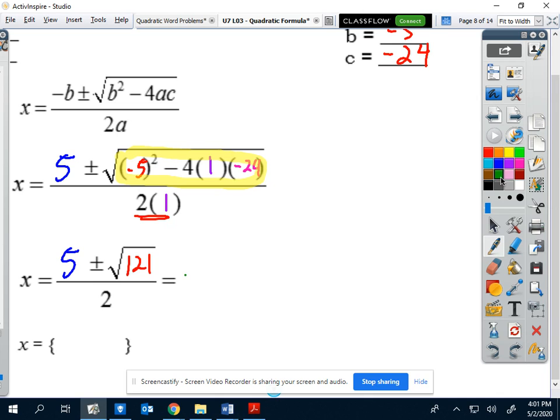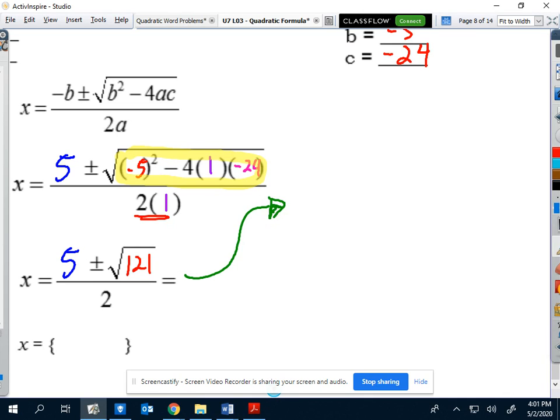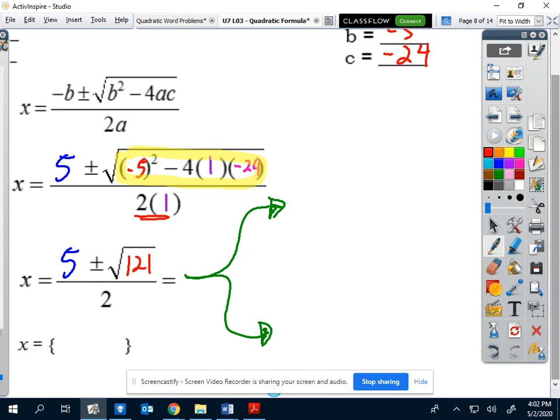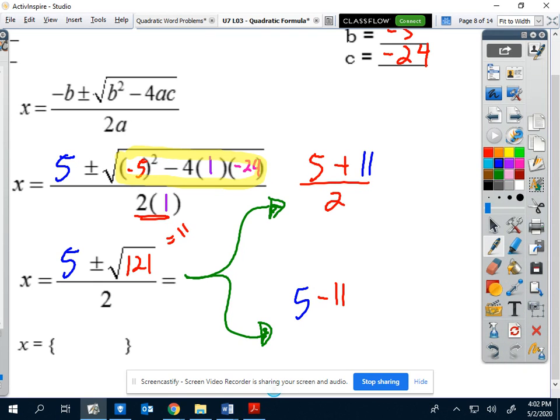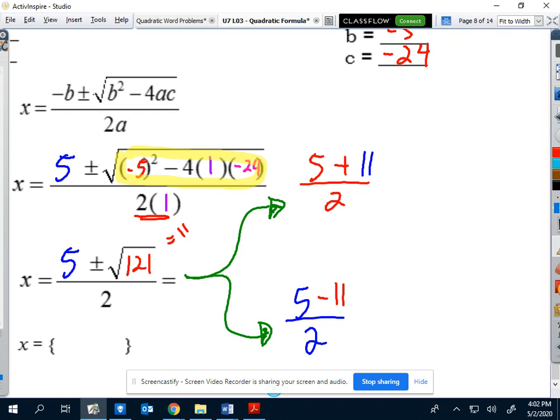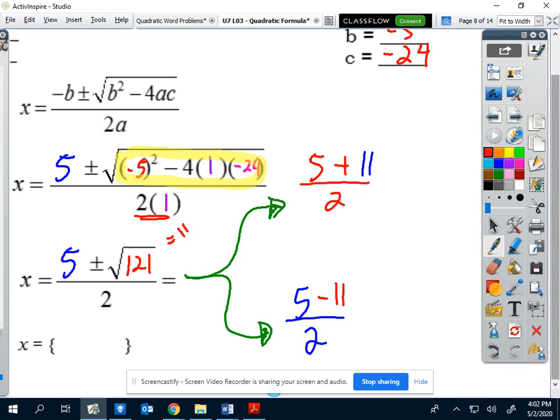What's actually happening here is this is splitting into two separate equations, right? The first equation is 5 plus, now if you remember, the square root of 121 is equal to 11. So it's actually 5 plus 11 divided by 2. And the second equation would actually be 5 minus 11, right? Because it's plus or minus. One's plus, one's minus. 5 minus 11 divided by 2. That's why we're getting two answers, because one of them is addition and one of them is subtraction.